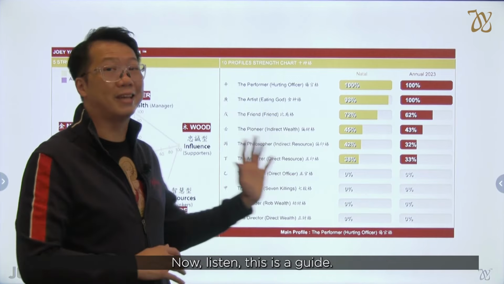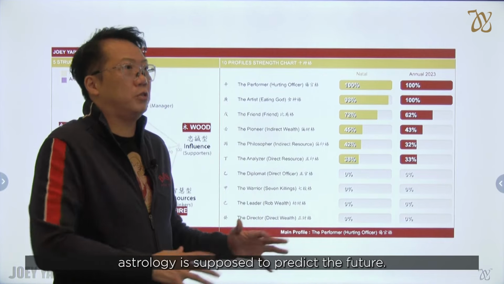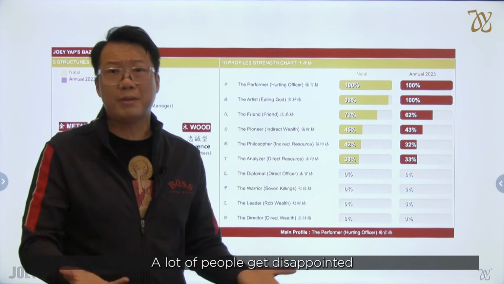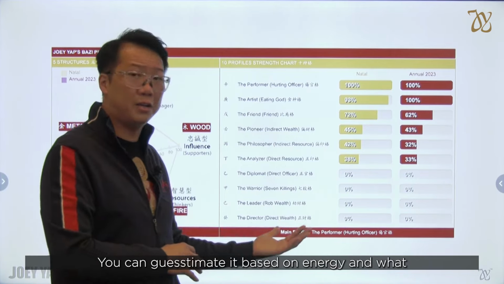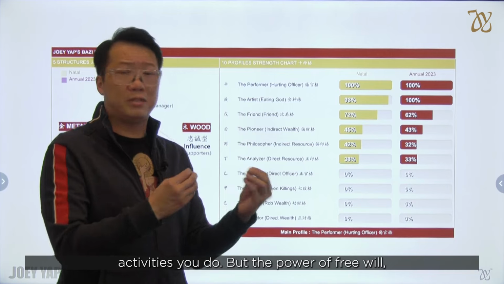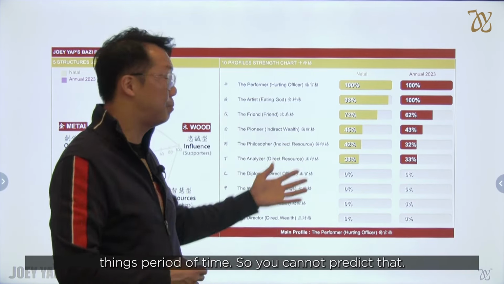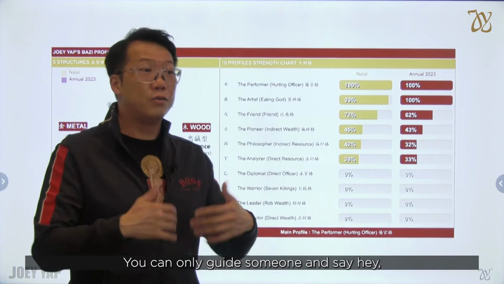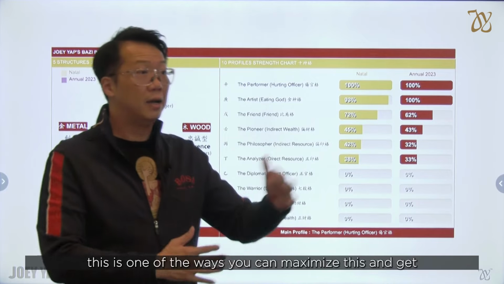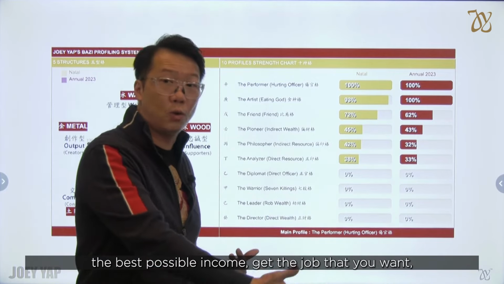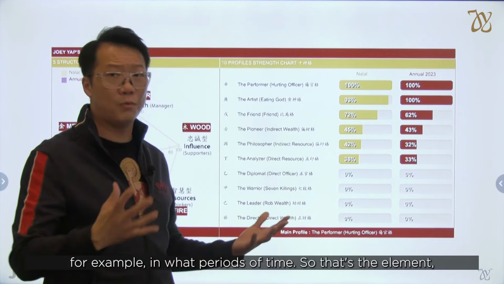Now listen, this is a guide. People who expect that astrology is supposed to predict the future, a lot of them get disappointed because you can't predict exactly what can happen. You can guesstimate it based on energy and what activities you do, but the power of free will, you choose to do certain things and not do certain things at a period of time. So you cannot predict that. You can only guide someone and say, hey, this is one of the ways you can maximize this and get the best possible income, get the job that you want, get connected with the person of your dreams, for example, at what periods of time.